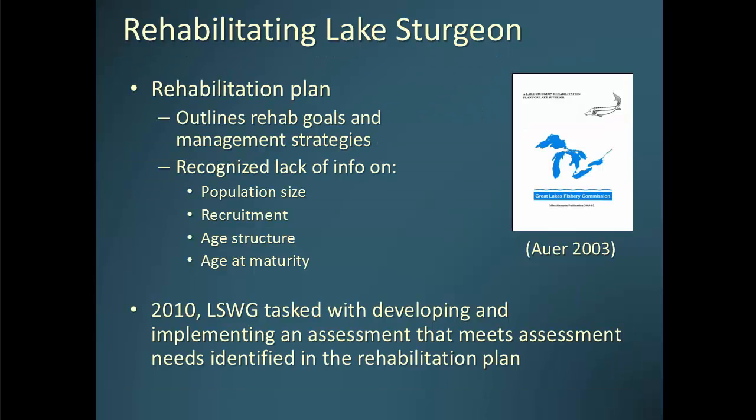So in response to historical population declines, the Lake Sturgeon Subcommittee developed a rehabilitation plan which outlines specific rehab goals and sets forth management strategies. The rehab plan also recognized there was a lack of some pretty basic information on things such as population size, recruitment, age structure, and age of maturity. In 2010, the now renamed Lake Sturgeon Work Group started the development of an index survey so that we could meet some of these needs which were identified in the rehab plan.